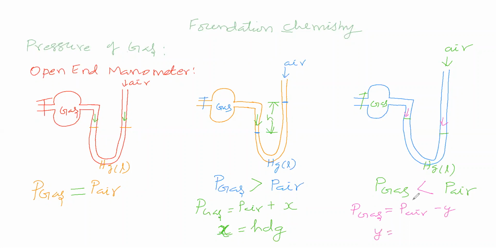This Y depends on what? This Y depends on this height. So Y is equal to hdg, where H is called height, D is called density, and G is called acceleration due to gravity. In this way, we can find the pressure of the gas by this open end manometer. It is called an open end manometer because this end is open.